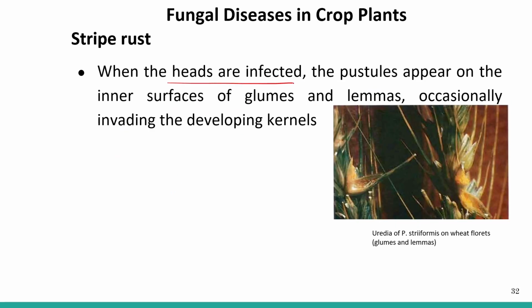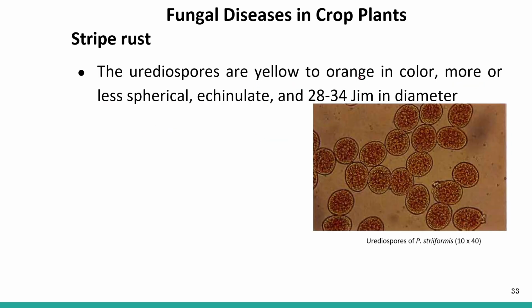When the heads are infected, the pustules appear on the inner surface of the glumes and the lemmas. So these are the parts of the inflorescence of the wheat. The glumes and the lemmas, occasionally invading the developing kernel, so they can infect the kernels also that bear the seeds, right? So this is quite a severe infection. The urediniospores are yellow to orange in color, more or less spherical, and 28 to 34 micrometers in diameter.